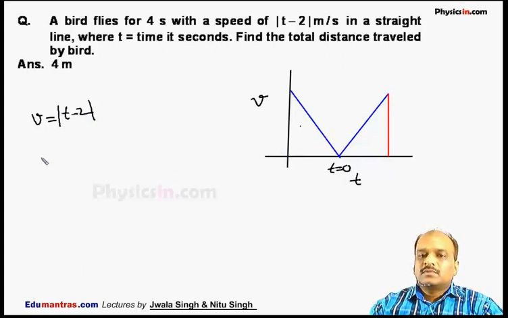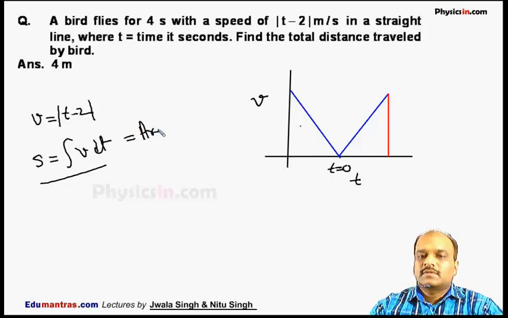So as we know, the distance is the integration of v dt. This v represents the speed. So integration of v dt means, if v is on the y axis and time is on the x axis, v dt simply represents the area. So to calculate the distance we have to calculate the area. The area of these two triangles can very easily be calculated.